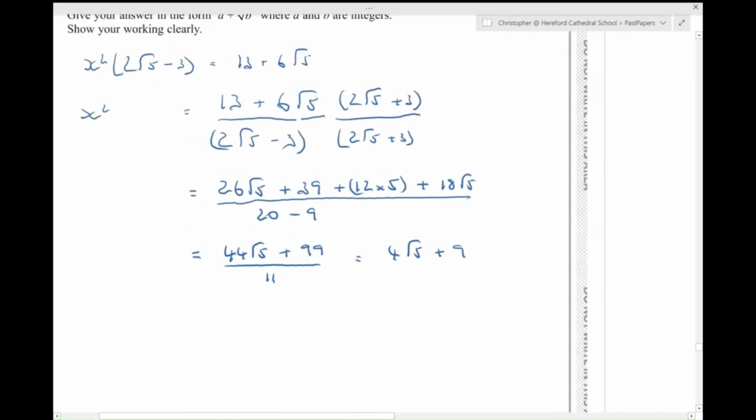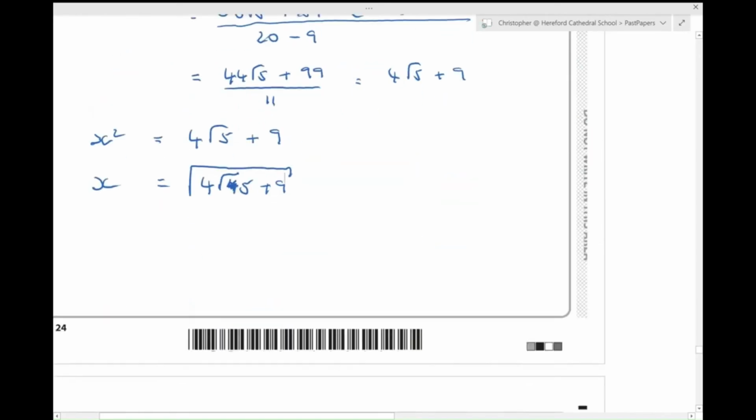And the last mark can be obtained by knowing that if x squared is 4 root 5 plus 9, we need to square root that. Now, simply writing the square root of 4 root 5 plus 9 is not enough. What you need to do is work out what the square root of that is. So let's have a look. It's going to be something multiplied by itself, and it's got to equal 4 root 5 plus 9.